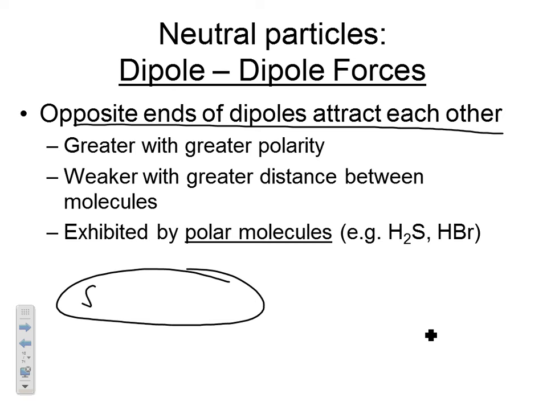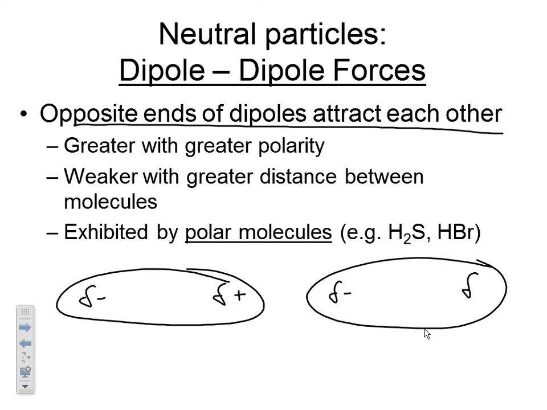Molecule 1, partial negative, partial positive. Molecule 2, partial negative, partial positive, and in between right there, that's your dipole-dipole force of attraction. Now, the strength of the dipole-dipole force can alter from compound to compound. The more polar your molecule is, the greater the difference in electronegativity in your bonds, the more asymmetrical, the stronger your dipole-dipole force is. Likewise, we see an impact with distance.